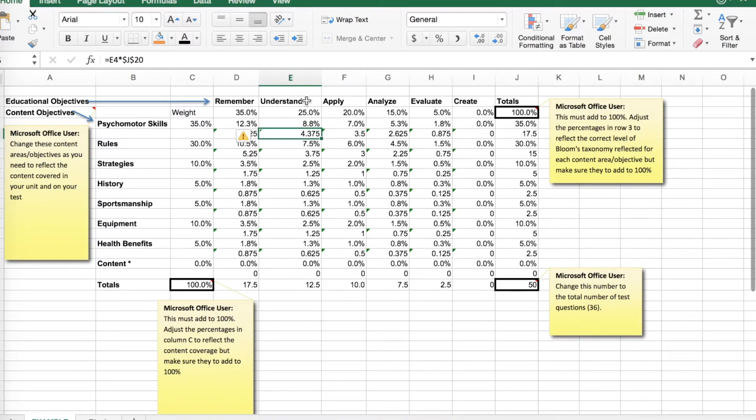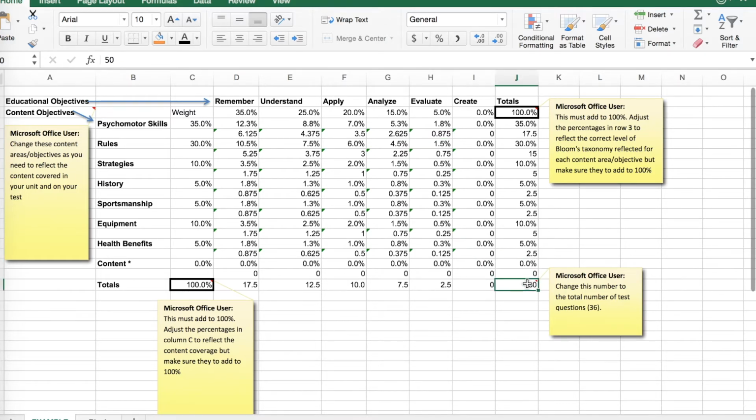4 questions that are within understand and psychomotor skills, 3 questions for apply, 2 questions for analyze, 1 question for evaluate. So that's totaling about 18 questions, or 35% of our 50 questions, that are going to fall into the psychomotor skills column. For rules, you'll have a total of about 15 questions. Strategies 5, history 2.5, sportsmanship 2.5, equipment 5, and health benefits 2.5.